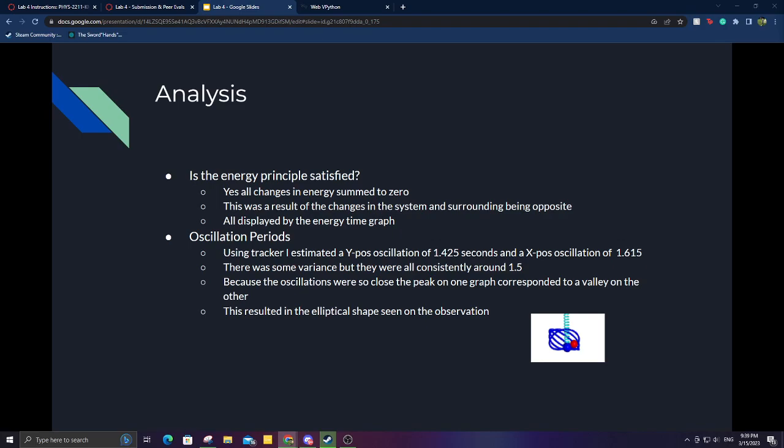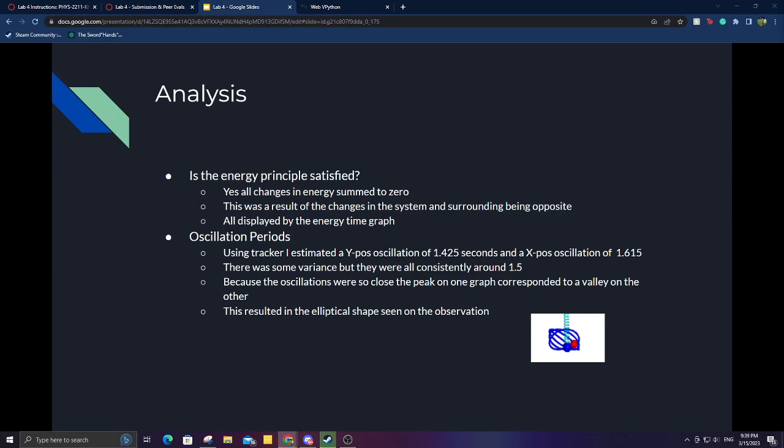Next, we were asked to determine the oscillation periods of the observation. I found the oscillation periods by finding the time between apexes on both the y time position graph and the x time position graph in Tracker. This gave me roughly 1.5 seconds of oscillation time. It makes sense that both were very close together. When you look at the graph, you can see it's a diagonal elliptical shape, meaning that it was at both its furthest x and y points at the same time.